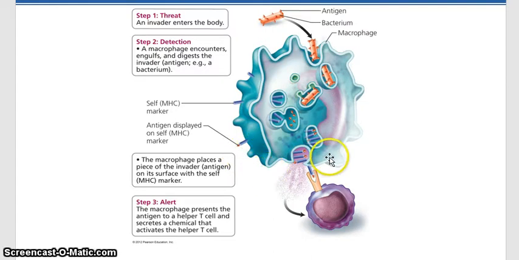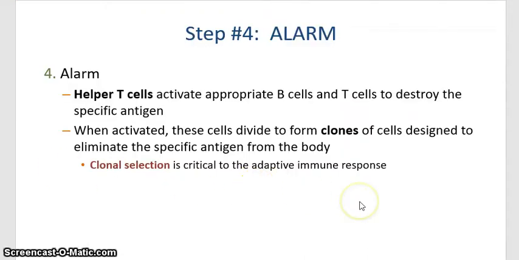So then that macrophage would encounter a helper T cell, maybe in a lymph node or in the spleen, or even floating around in our bloodstream, and show that helper T cell the MHC and antigen complex, that MHC number 2 complex. At the same time, that macrophage would secrete cytokines, a type of chemical signaling protein that would activate that helper T cell and alert it to the threat. So the next stage would be alarm.